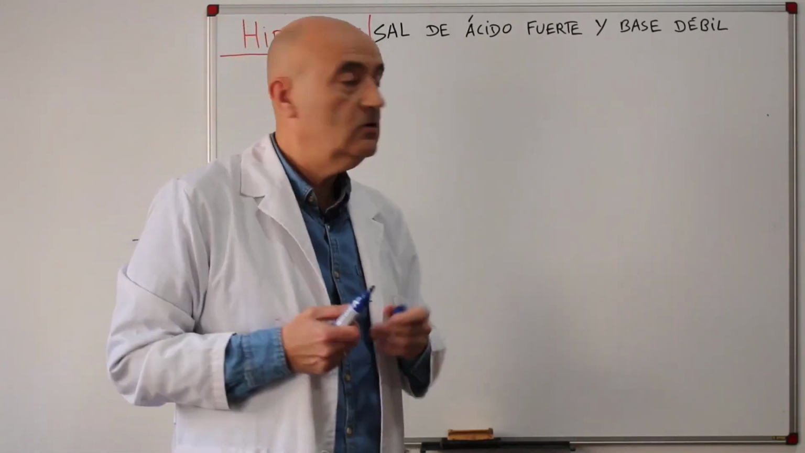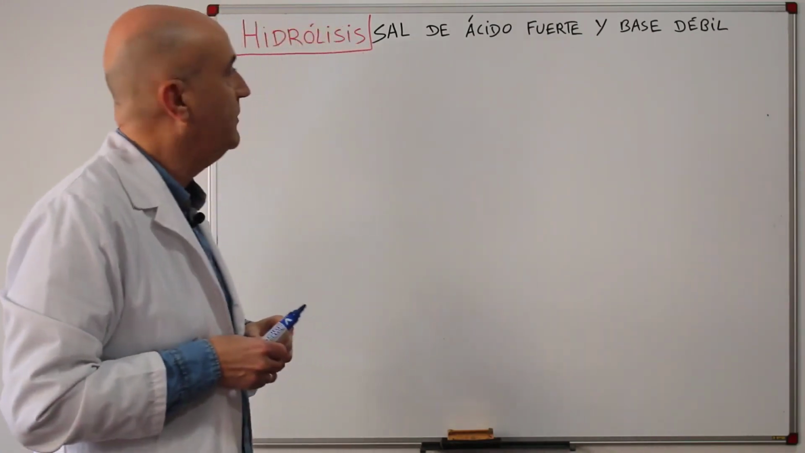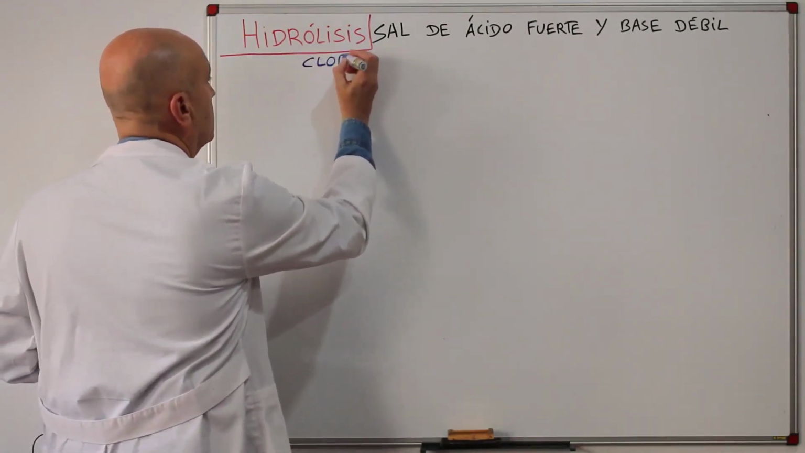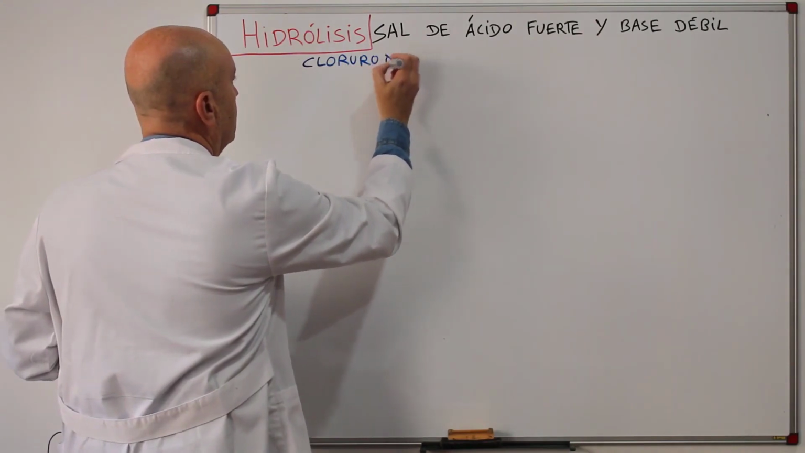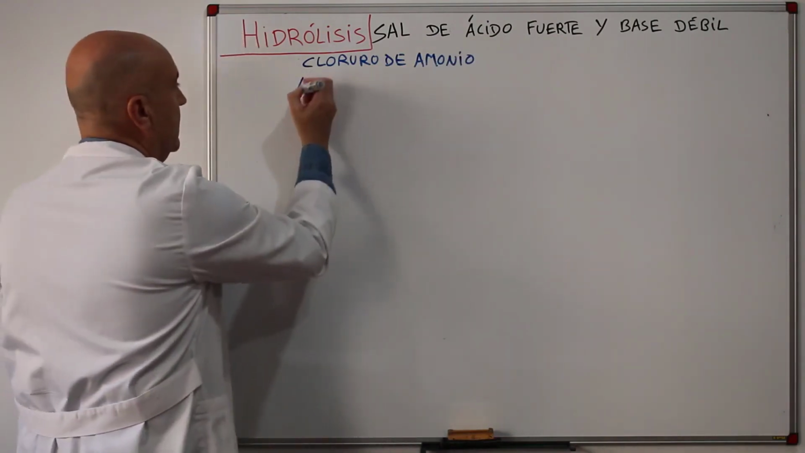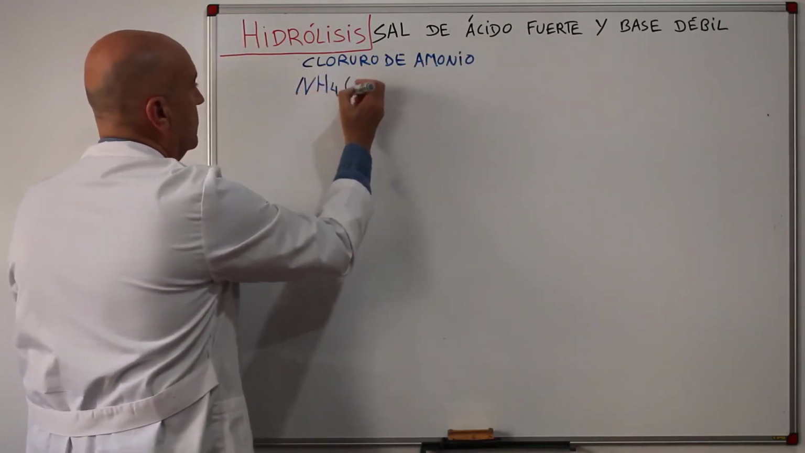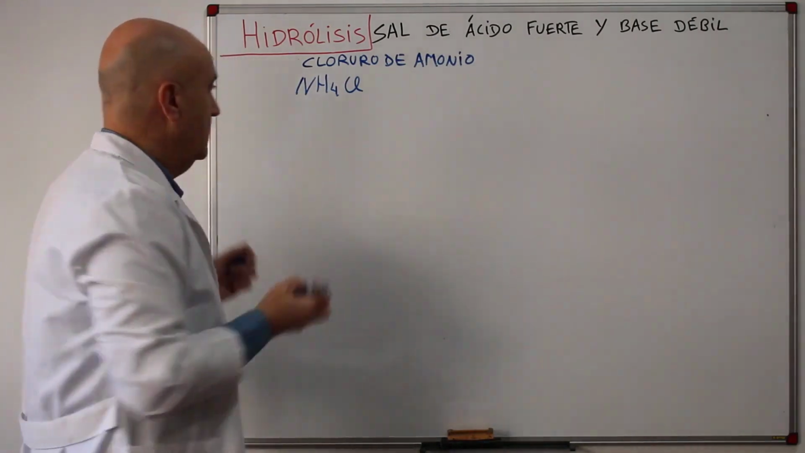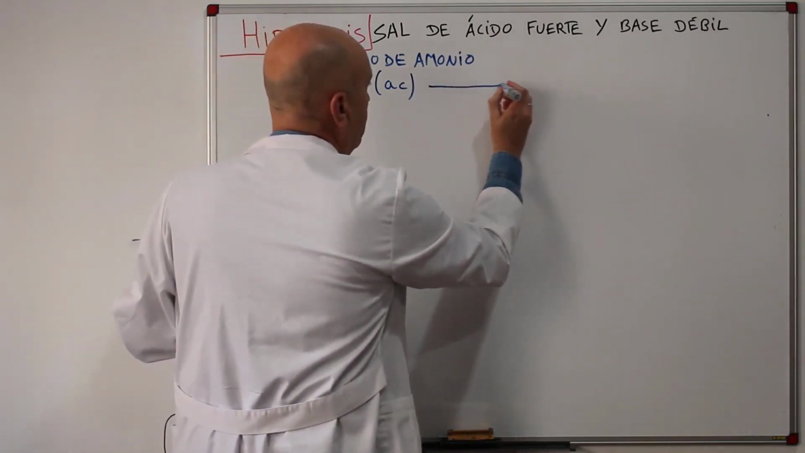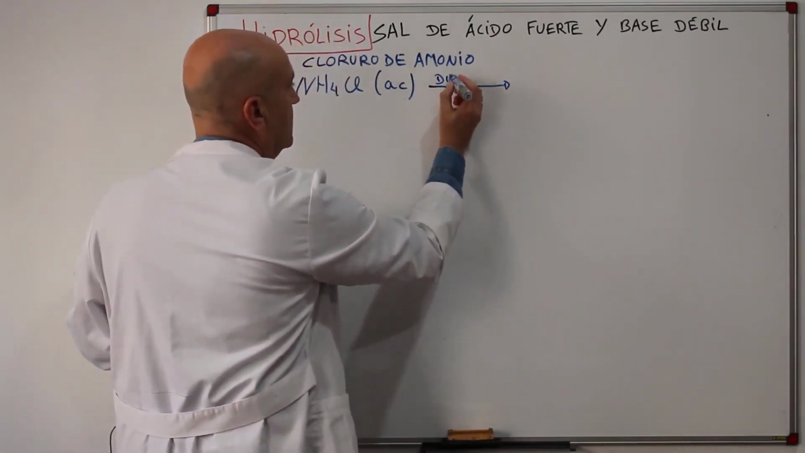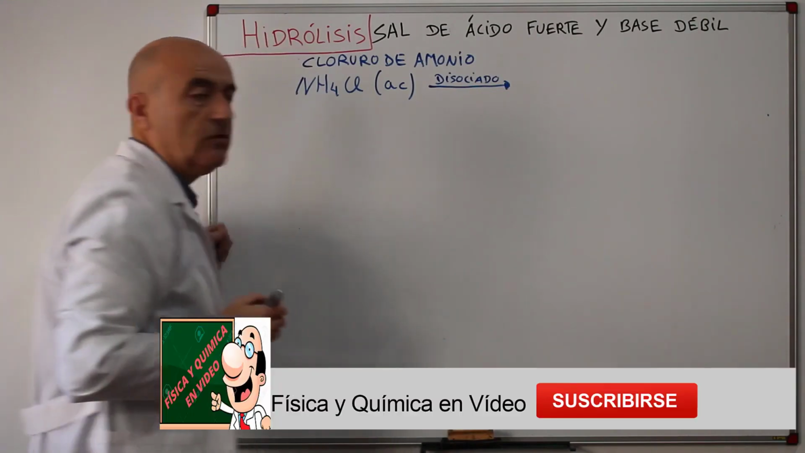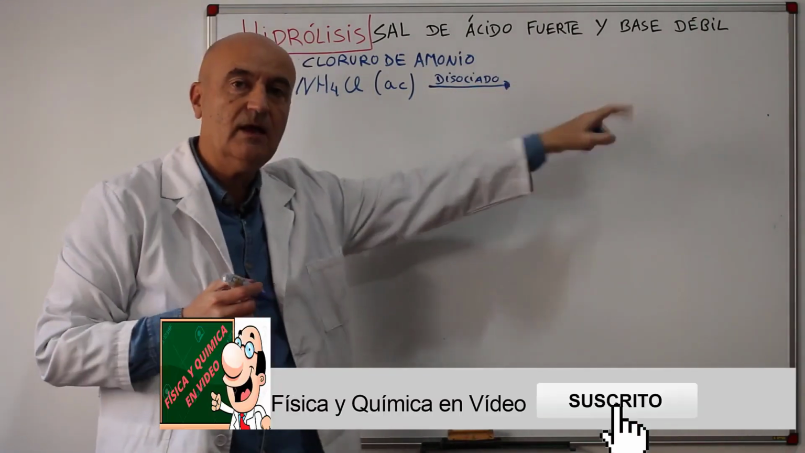Well, what salt as an example am I going to give you? A salt from a strong acid and a weak base? Well, I'm going to give you ammonium chloride. Ammonium chloride, as you well know, is NH4Cl. It is a salt that, when we put it in water in aqueous solution, will be completely dissociated. I am indicating this complete dissociation with an arrow to the right.